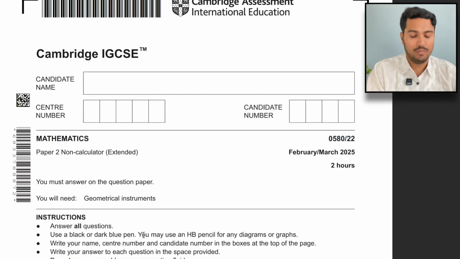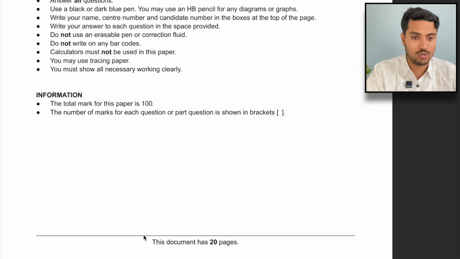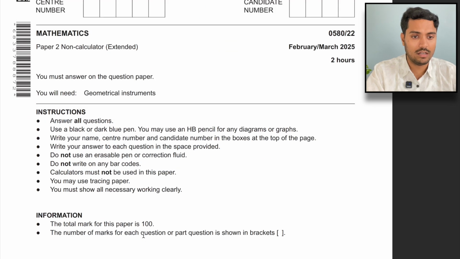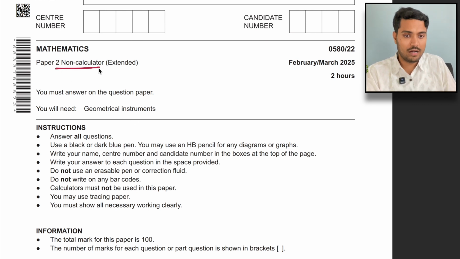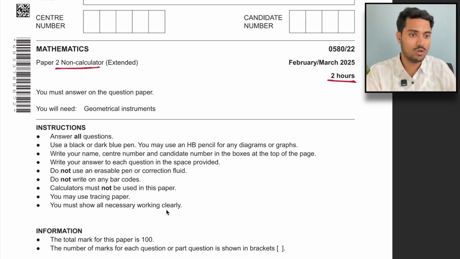This is the first paper of IGCSE 0580 with the non-calculator paper, paper 2. So make sure while solving the question paper, you don't use the calculator. Also, apart from non-calculator, the paper pattern has also changed. It is for 2 hours and 100 marks only.